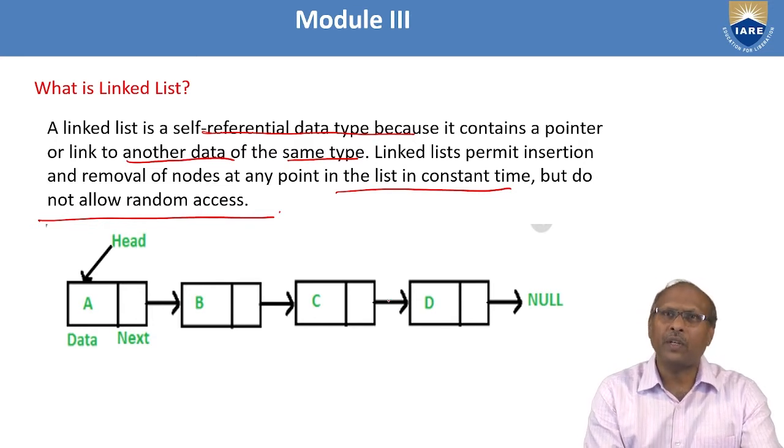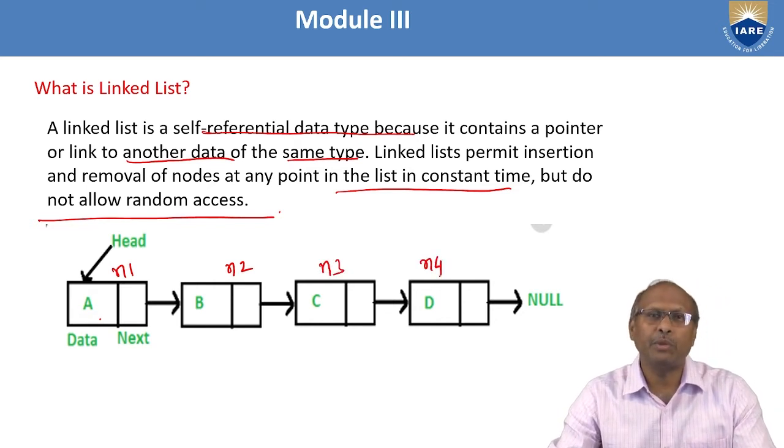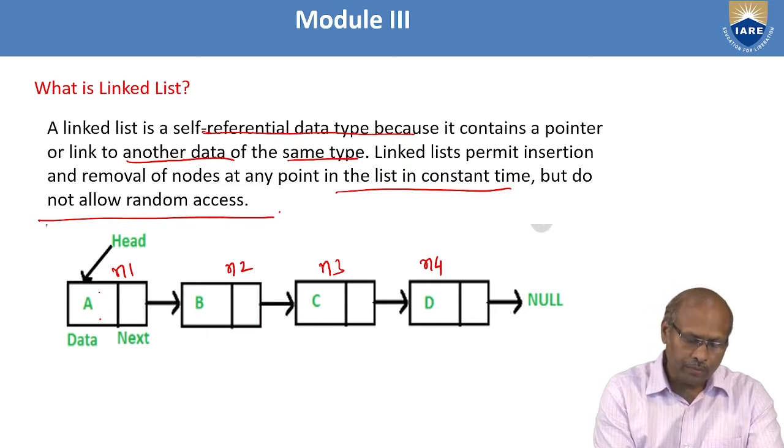In a diagrammatic form, you can write like this. This is node 1, this is node 2, this is node 3, this is node 4. That means I have represented a linked list with 4 nodes: N1, N2, N3, N4. In every node, you have the data part as well as the link part. This link part holds the address of the next node.